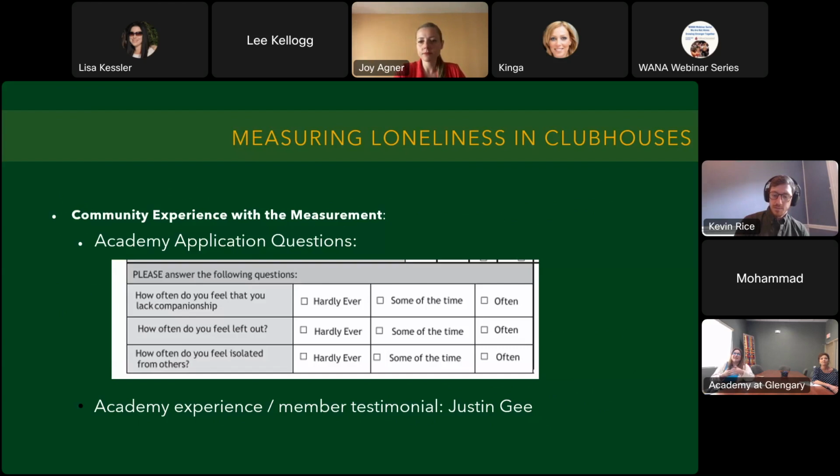And to score someone's answers, their responses should be coded as the following. So if someone, for instance, marks hardly ever, that receives a score of 1. If someone says some of the time, that is a score point of 2, and then often is a score point of 3. So that's how we track the scores of our loneliness survey. And these scores for each individual question are then added together to give a possible score range of 3 to 9. With that being said, researchers in the past have grouped people who score 3 to 5 as not lonely and people who score 6 to 9 as lonely.